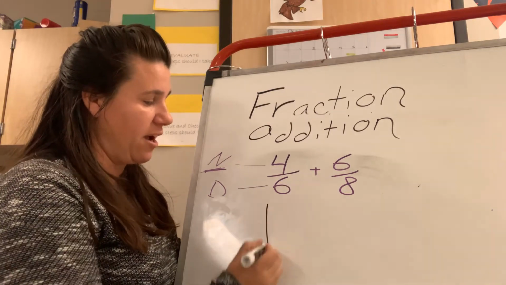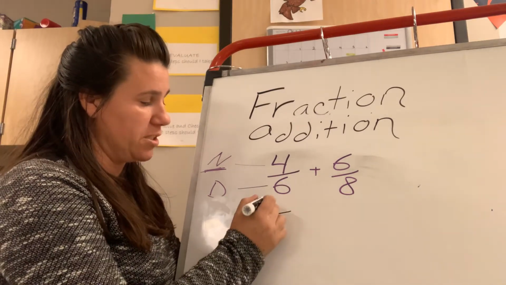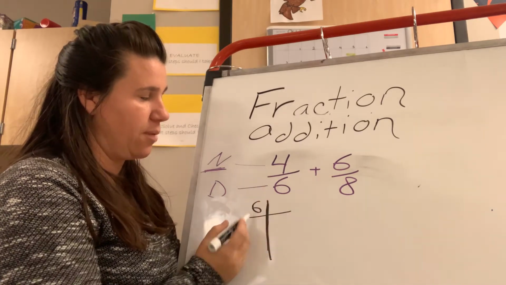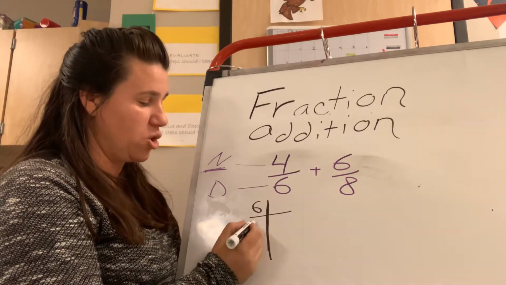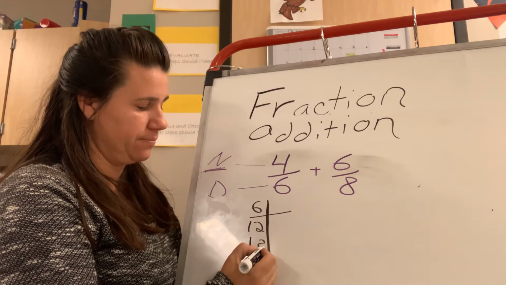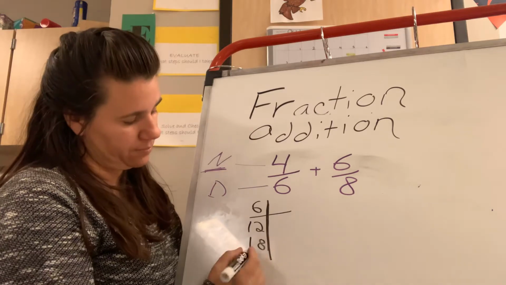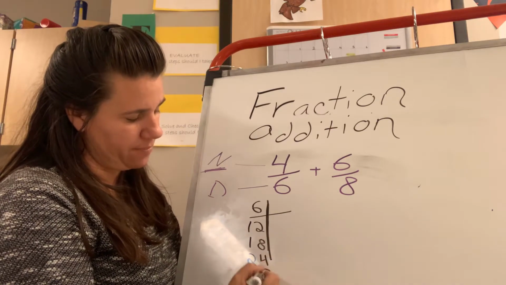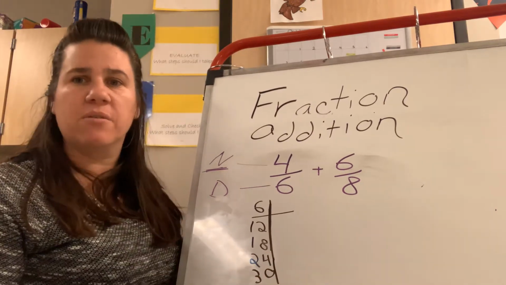But here the denominator is not the same. So we're going to have to find a common denominator. To do that, I list my multiples of each. So I go 6. Okay, what are the multiples of 6? 6, 12, 18, 24, 30. And I like to get a few listed out.